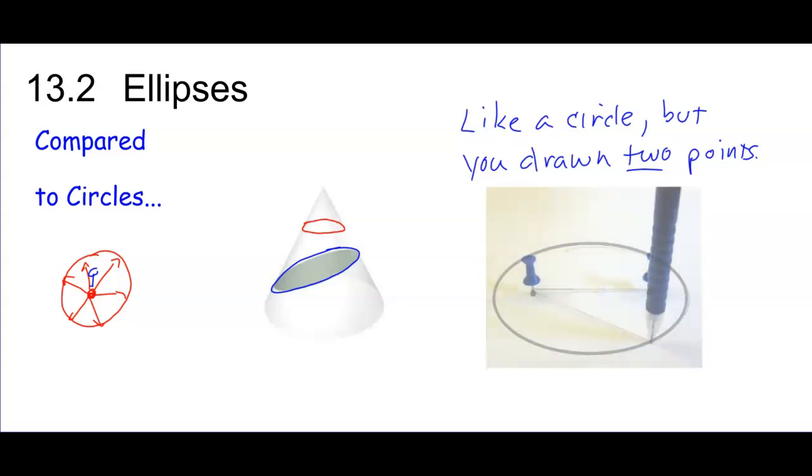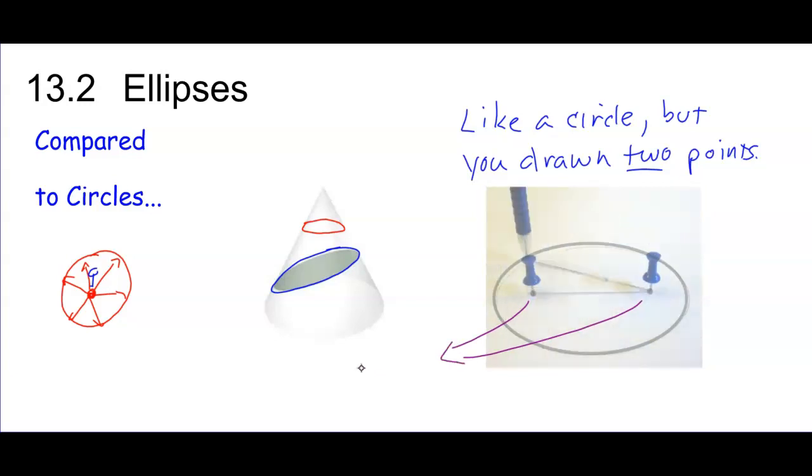Those 2 points, of course, are going to be really important when we're graphing these ellipse things. And those 2 points are called foci. And finding them is going to be one of the main challenges of working with ellipses. So, let's talk about the actual equation that we get for this.